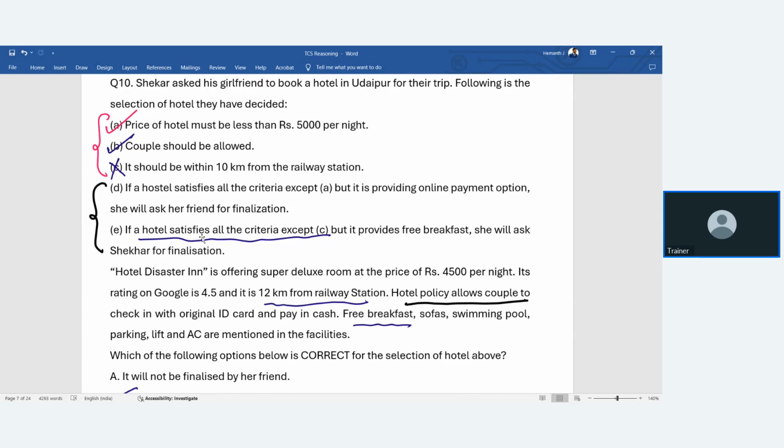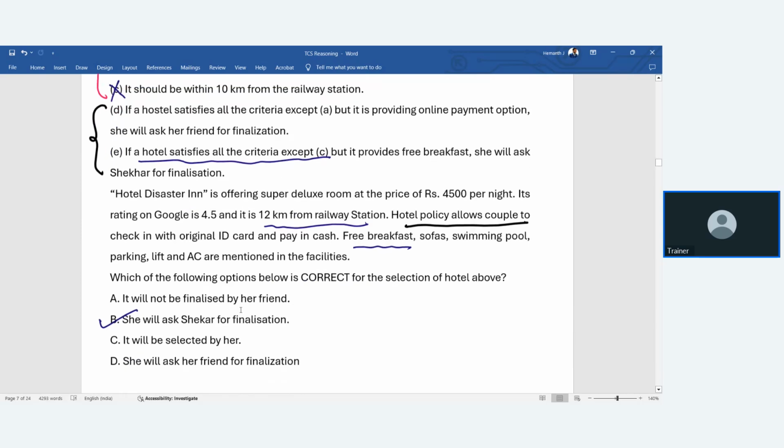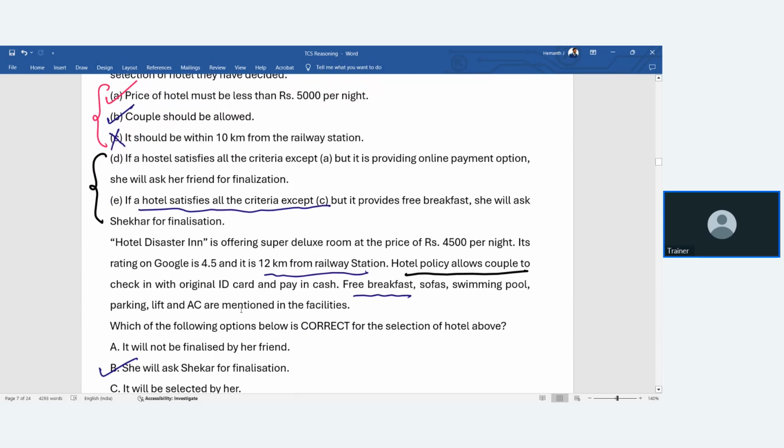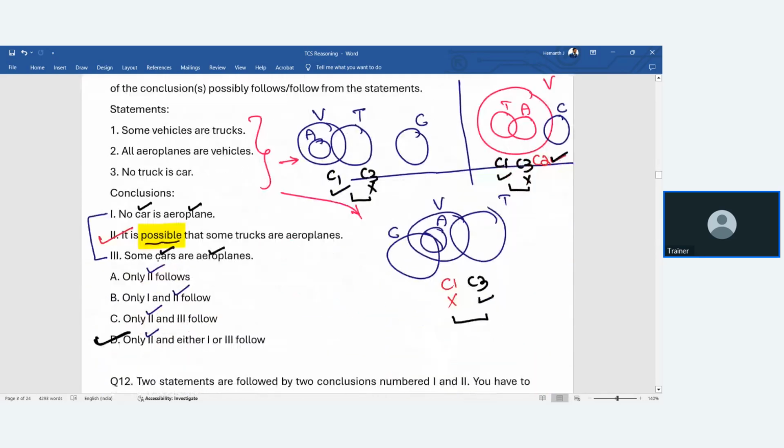I have to ask Shaker for finalization. This question comes under Shaker for finalization only. She will ask Shaker for finalizing because A and B are satisfied, C is not satisfied. So if free breakfast is provided, then I can go for taking permission from Shaker. Right? Okay. Now let's look into the next question.